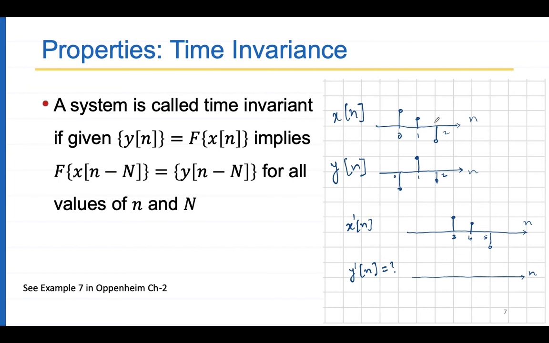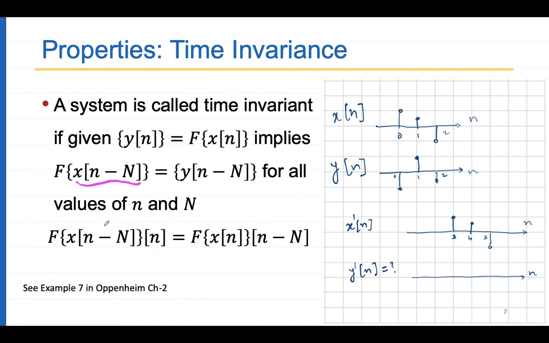Okay, let's see the formal definition of time invariance. A system is called time invariant if, given an input sequence x of n, I pass it through the system f, then I get the output sequence y of n. Then if I pass the same input x of n minus N, which means I have a delay in my inputs and I pass the delayed input to the same system, the output should also be a delayed version of the outputs, right? x of n minus 1 is a delayed version of x of n. So the output of this system should also be a delayed version of my y of n, which was the output without any delay, right?